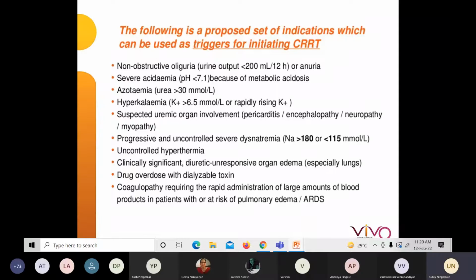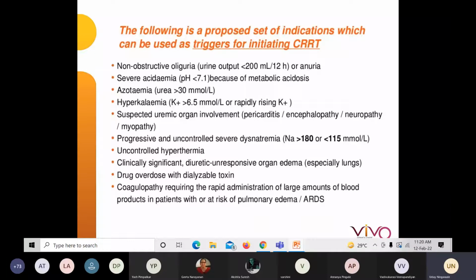Non-obstructive oliguria, that is urine output less than 200 ml over 12 hours, or anuria. Severe acidemia, that is low pH, metabolic acidosis. Azotemia, that is urea more than 30 millimoles per liter. Hyperkalemia above 6.5, potassium more than 6.5 and rapidly rising. Suspected uremic organ involvement: pericarditis, encephalopathy, neuropathy, and myopathy.